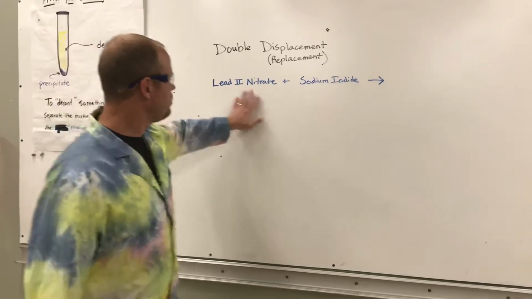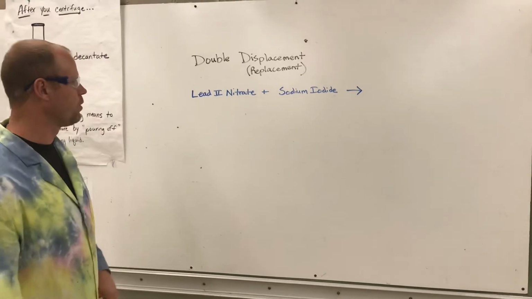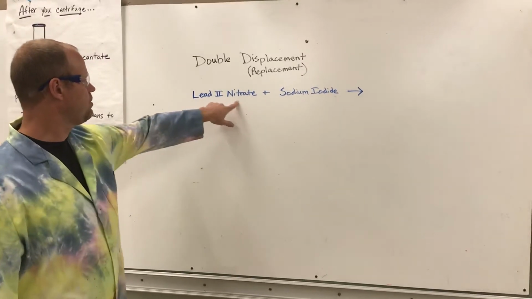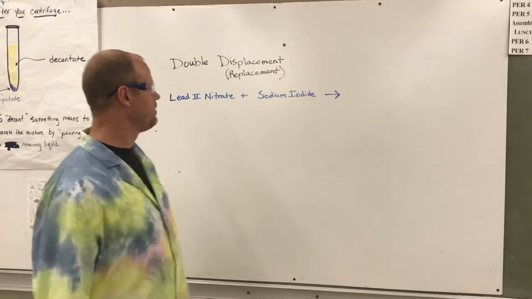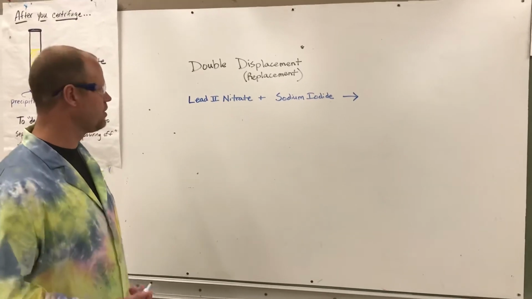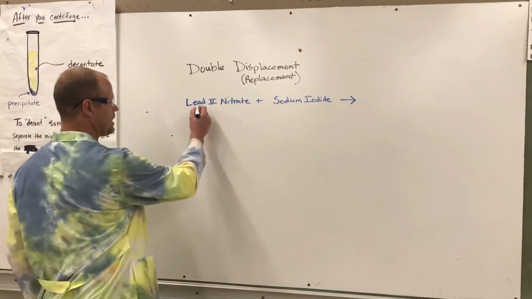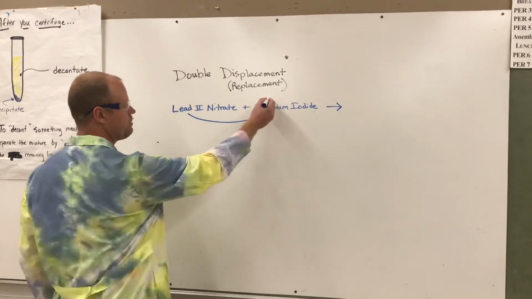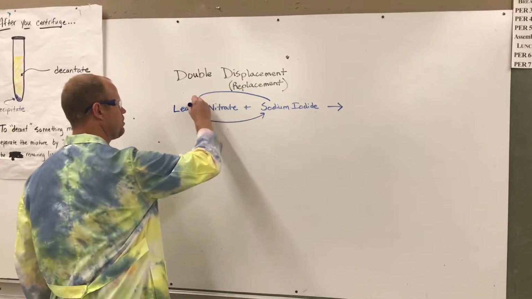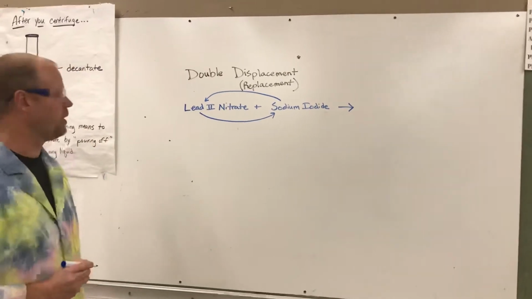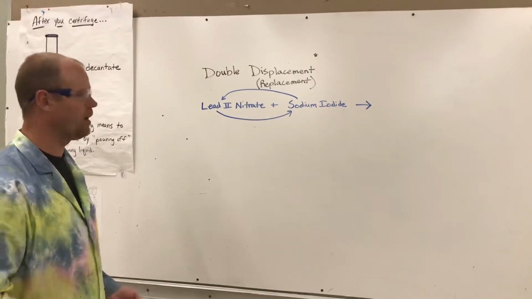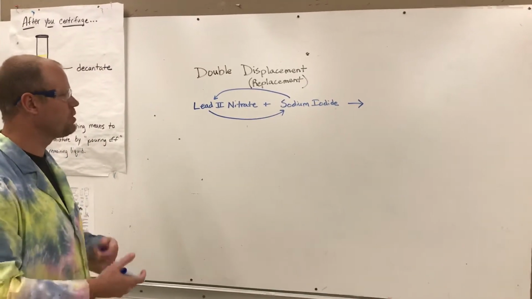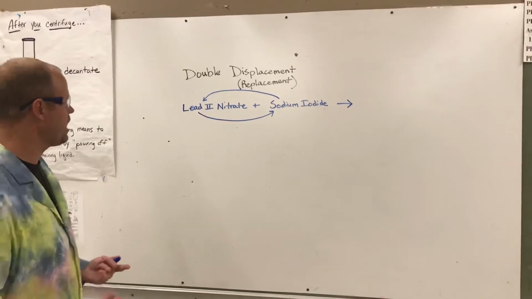So here we have two different compounds. Let's take a look at this on the board before we do it in front of you. Lead 2 nitrate and sodium iodide. Now this looks a lot like single displacement. When I put those together, the lead wants to go in and take the place of the sodium, and when it kicks the sodium out, the sodium goes back and takes the place of where the lead was. Nothing is left by itself. They all have a partner, but when this new combination is formed, we see a change happen.